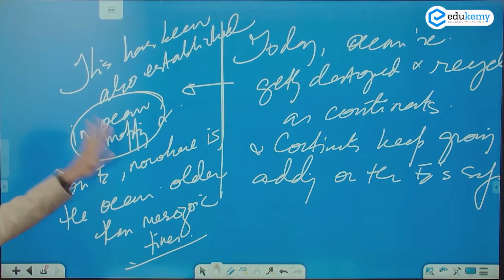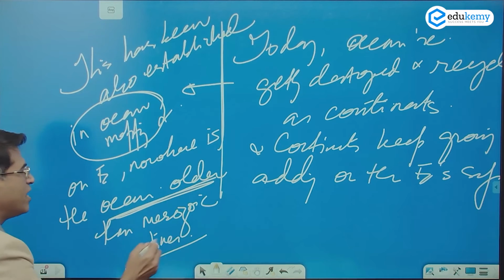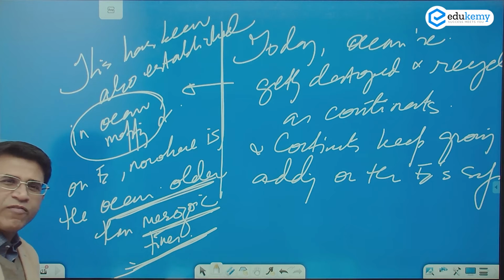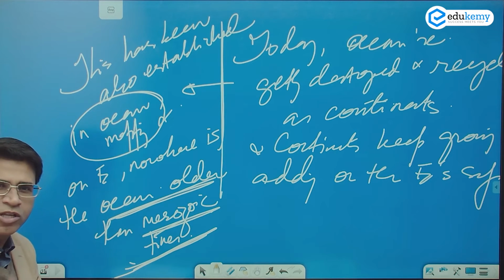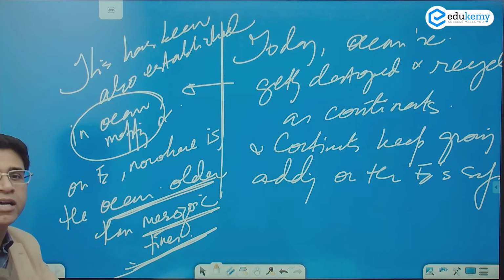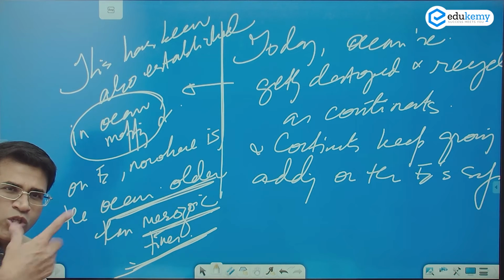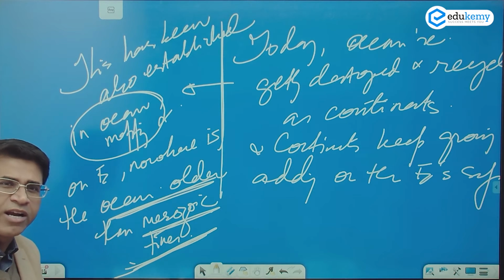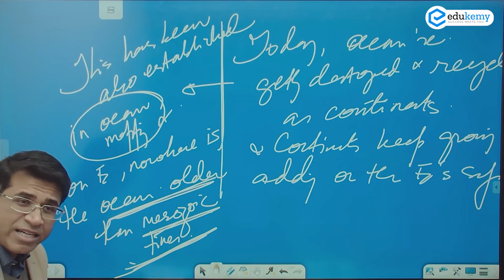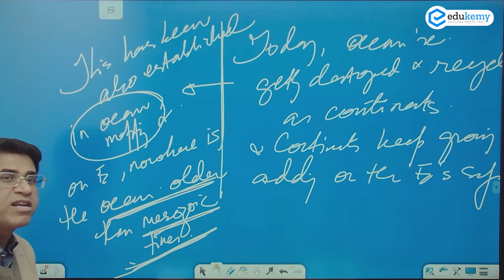Ocean mapping has established that on Earth nowhere is the ocean older than the Mesozoic times. Why? Which is more fundamental, oceans or continents? Oceans. But on the Earth, which are the older rocks, ocean rocks or continent rocks? Continents are older rocks. If oceans are more fundamental, then why are the continents older?